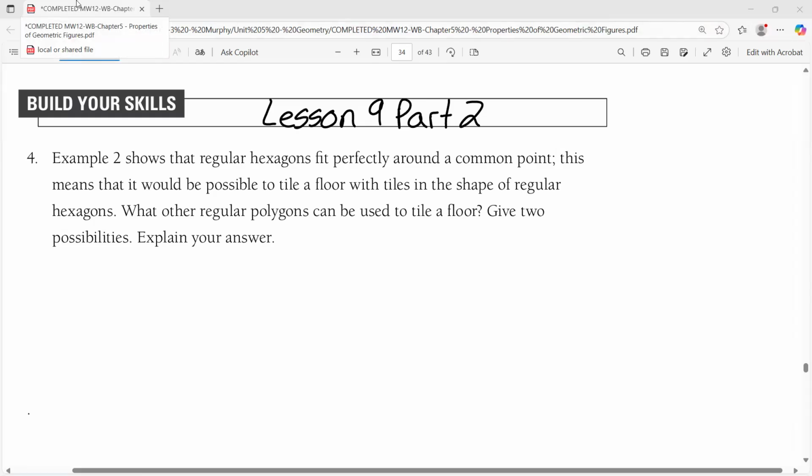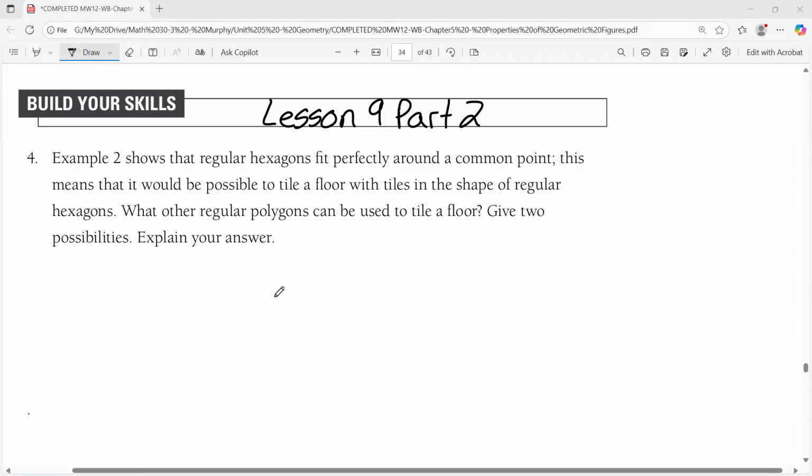This is Geometry, Lesson 9, Part 2, and it is our last lesson for the geometry unit. We're going to be doing Build Your Skills number 4, 5, and 6.